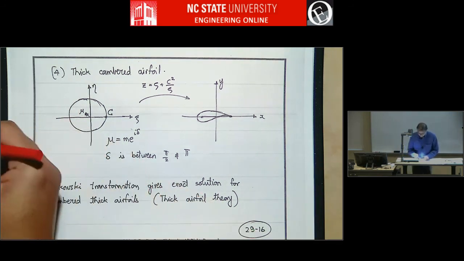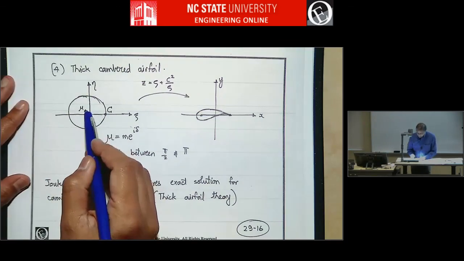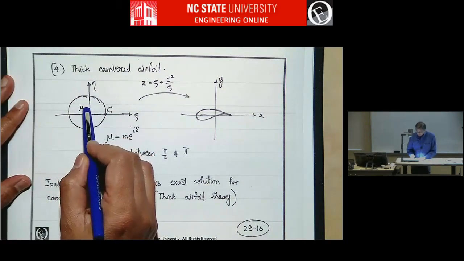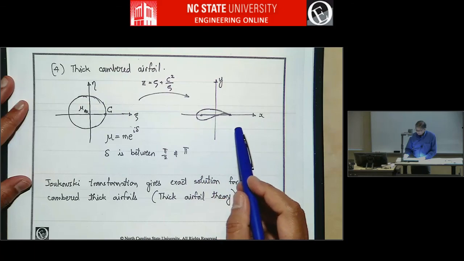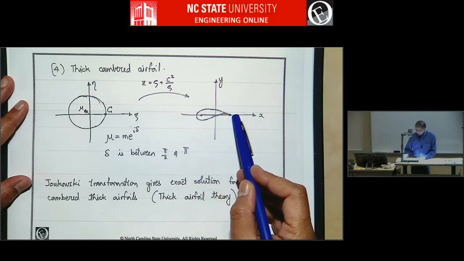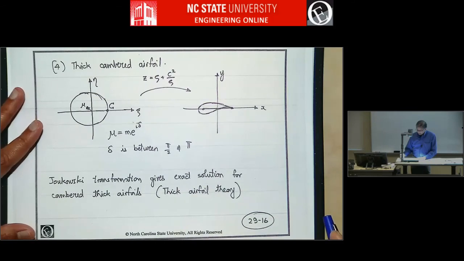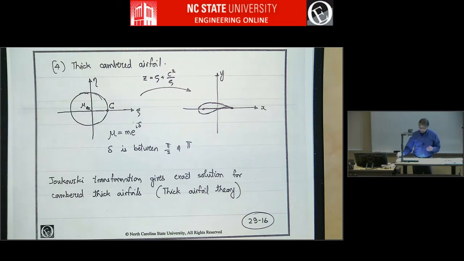Anyway, so here we put the circle at negative real plus positive imaginary part, like put the circle center here, go through this transformation, and you get a thick cambered airfoil. And so the Joukowsky transformation gives the exact solution for a cambered thick airfoil. Unlike thin airfoil theory, where there was an assumption that there's no thickness and camber is small. Here, this camber is not necessarily small. So this is an exact solution for a cambered thick airfoil.